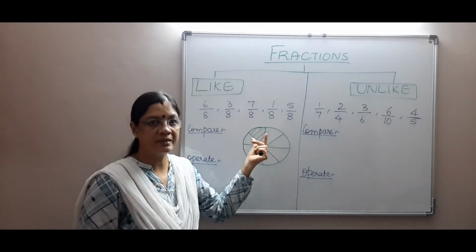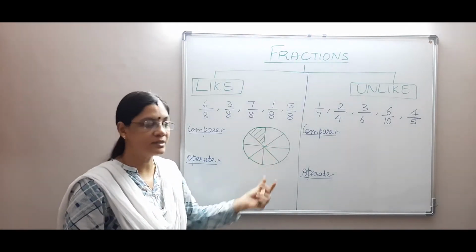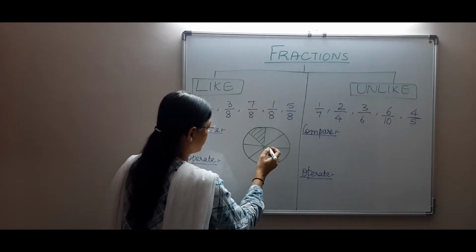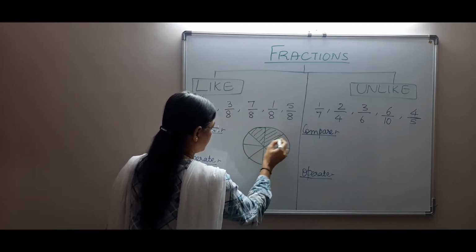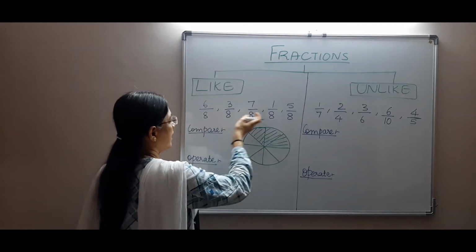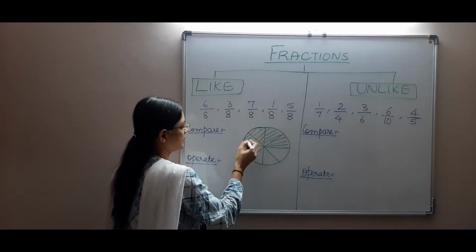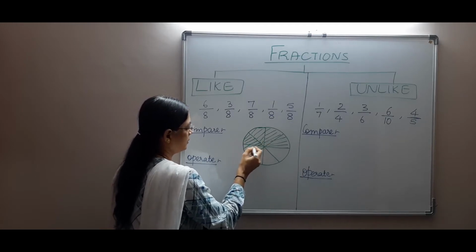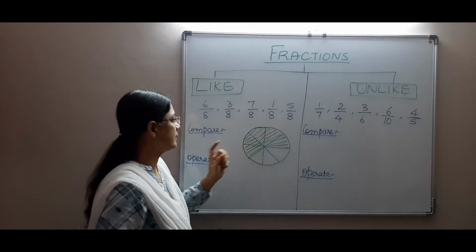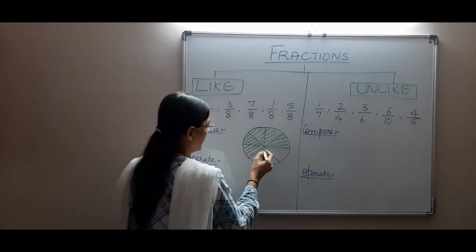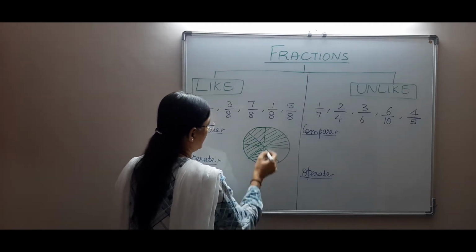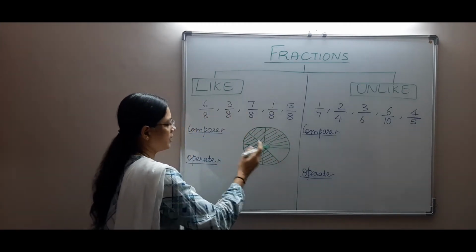This is the least fraction I can make out of this whole object. Next is 3 by 8. And then 5 by 8 is the next smallest one. Next is 6 by 8. And then 7 by 8, where we have shaded 7 parts.